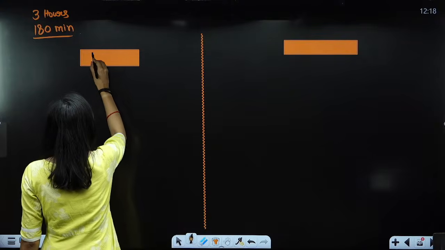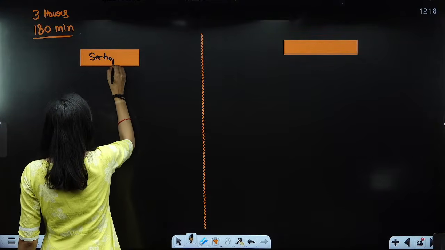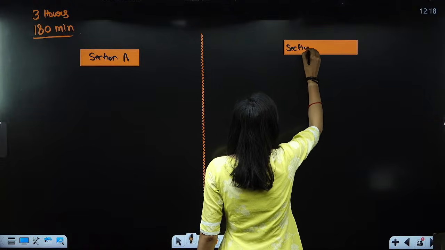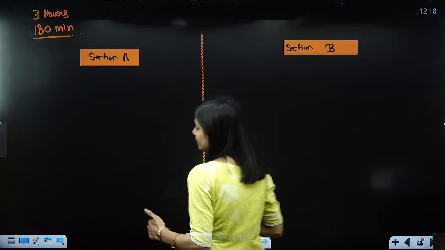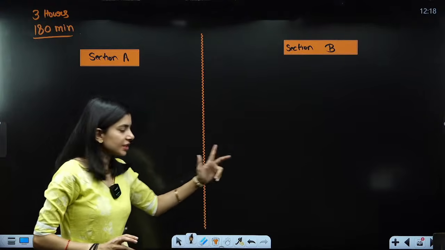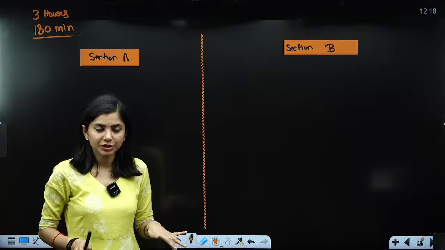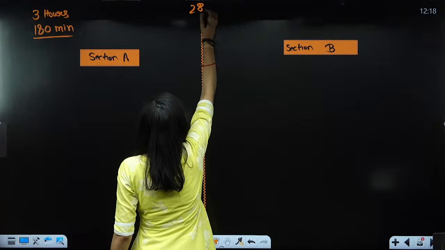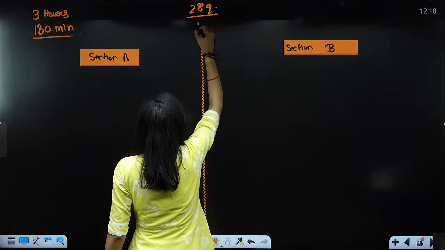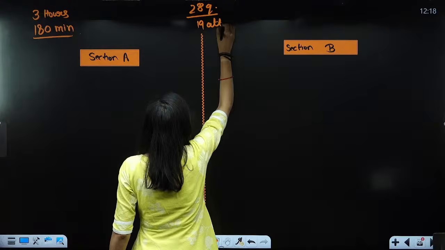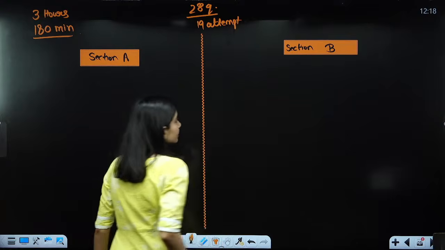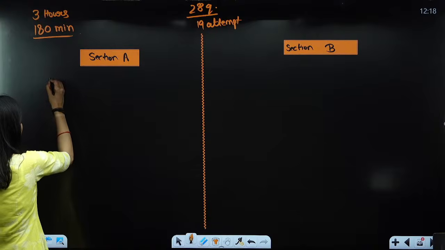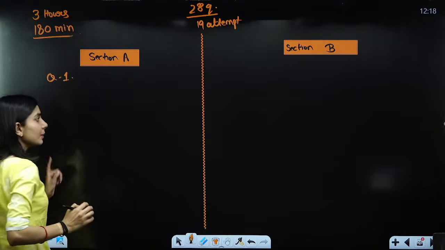So there is section A and section B. Both the sections consist of an equal number of questions. In total you will get 28 questions, but out of 28 questions you just need to attempt 19. Now in section A, question number 1 is compulsory.